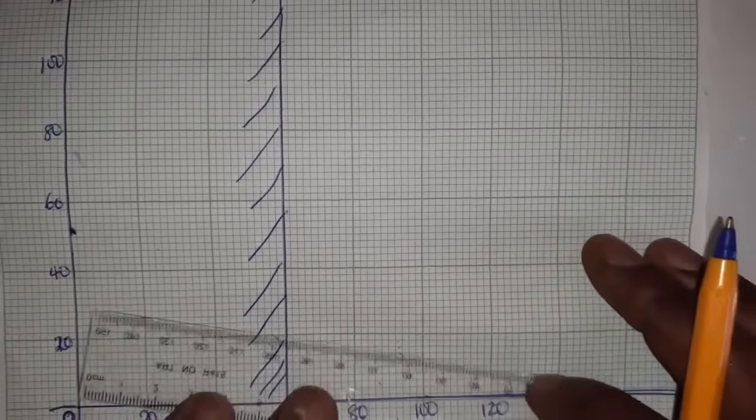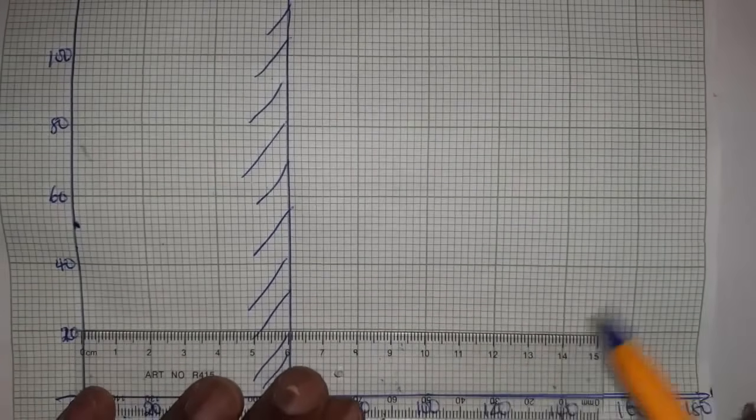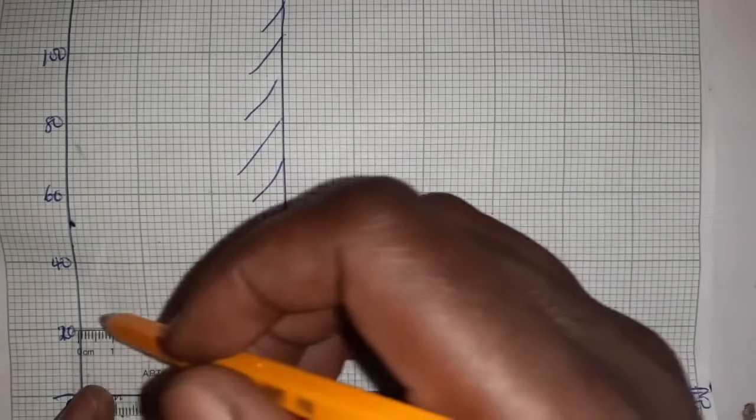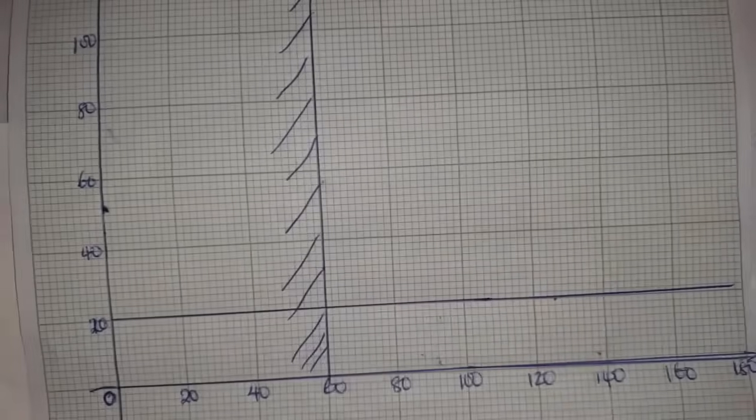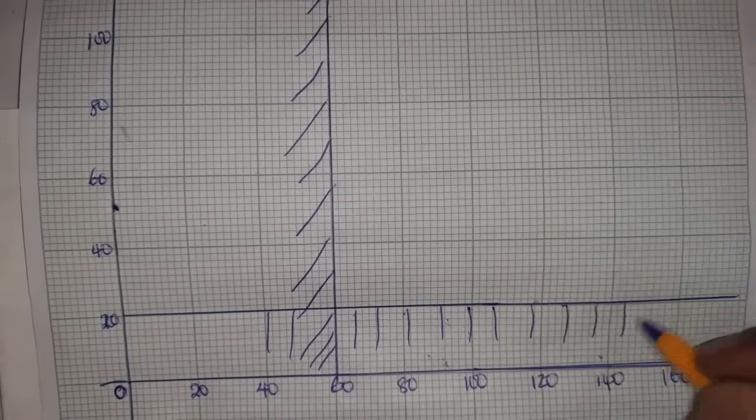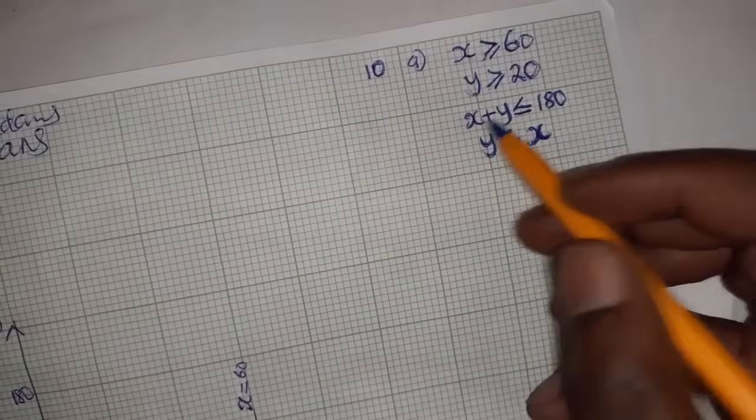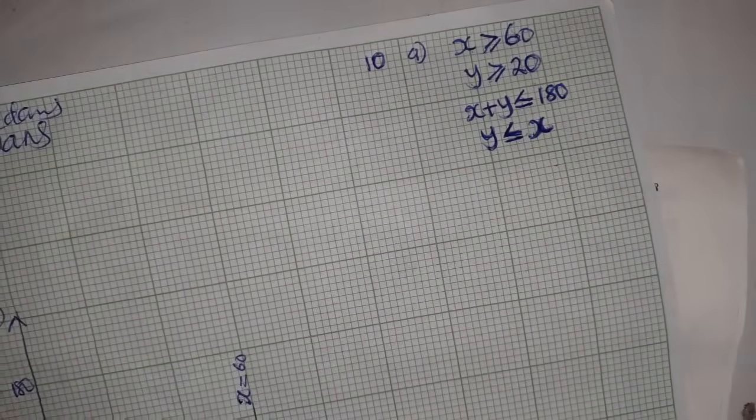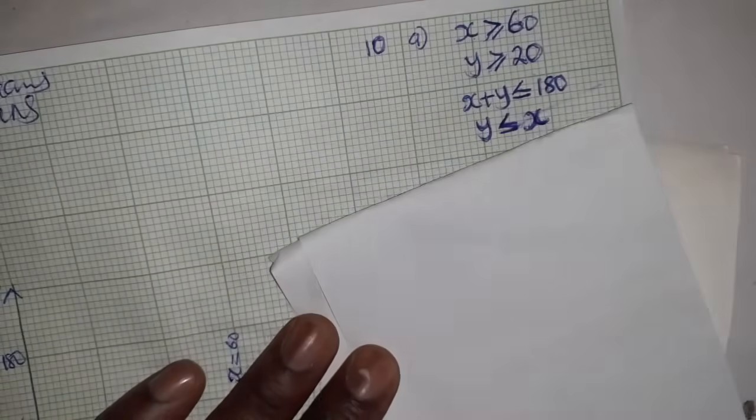The next one is y. This one, y and 20. So you come here and do the same thing. Y is 20. You draw a line again. So take note. Again here we are shading the region below. We want the greater part which is on top. Okay. Then for this one, you need to come up with a simple table of coordinates here.